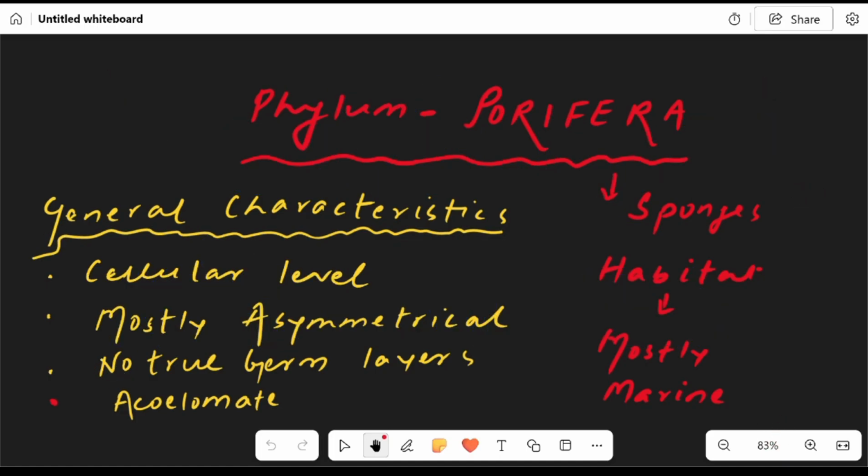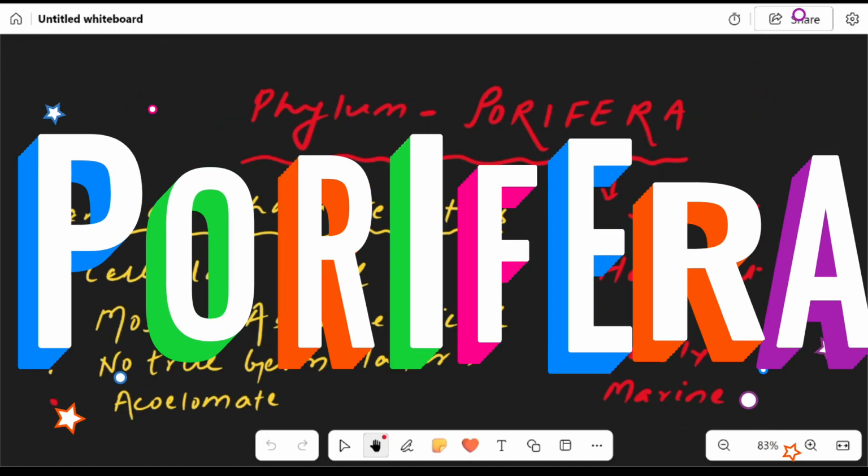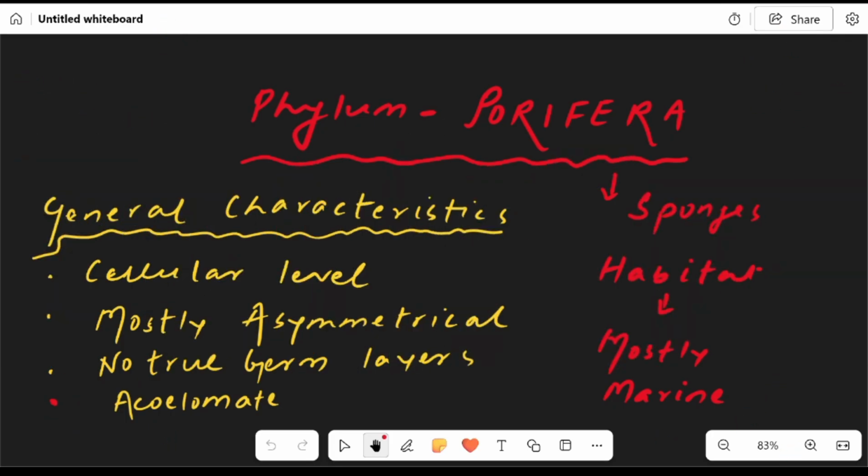So we are continuing with the lecture series on animal kingdom, which is an important chapter of class 11 biology. So let's start with phylum Porifera today. So what are the general characteristics of phylum Porifera?